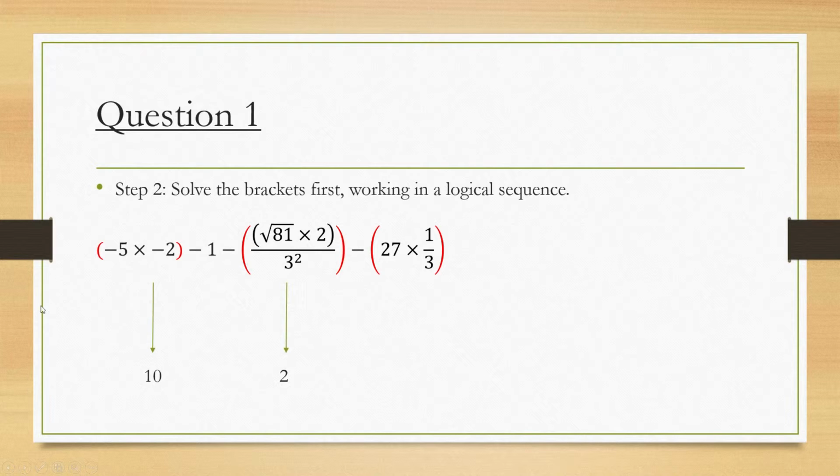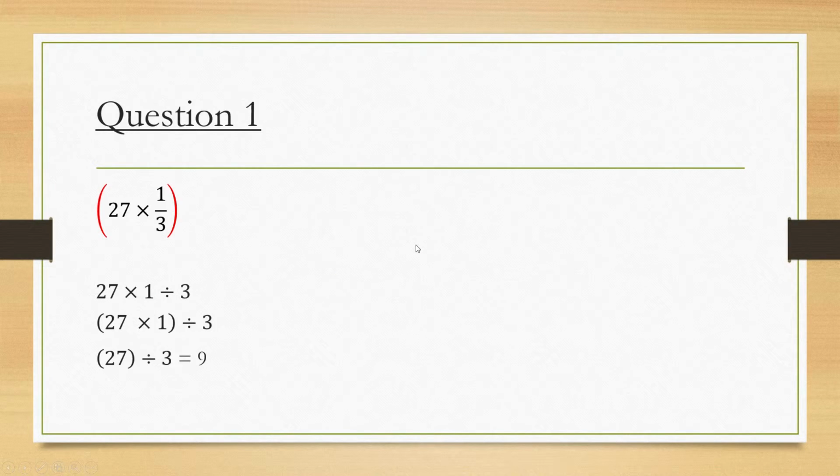After we have solved the first and second set of brackets, we need to solve the third set, 27 times 1/3. To be able to solve it, we know that 27 times 1/3, we'd have to do 27 times 1 divided by 3. So 27 times 1 equals 27. So then we divide it by 3. So 27 divided by 3 equals 9.